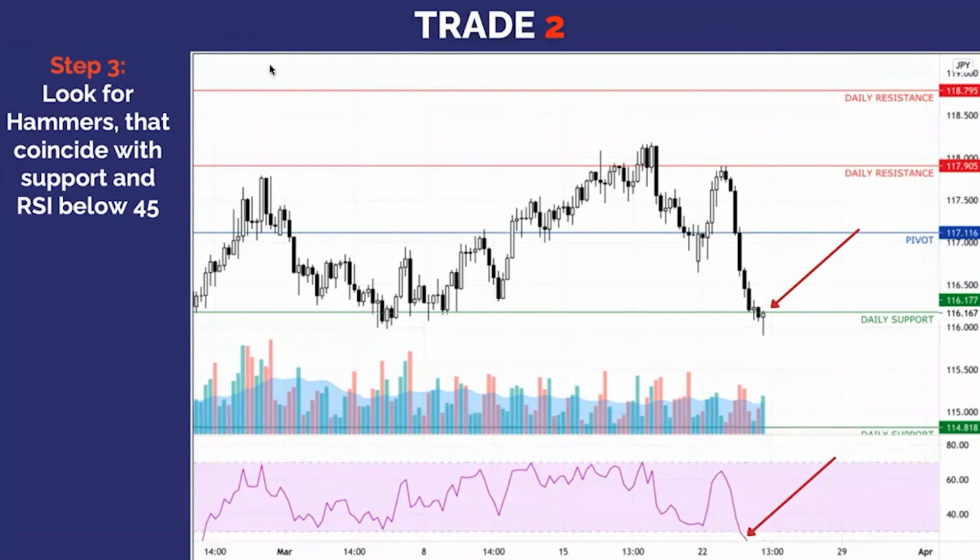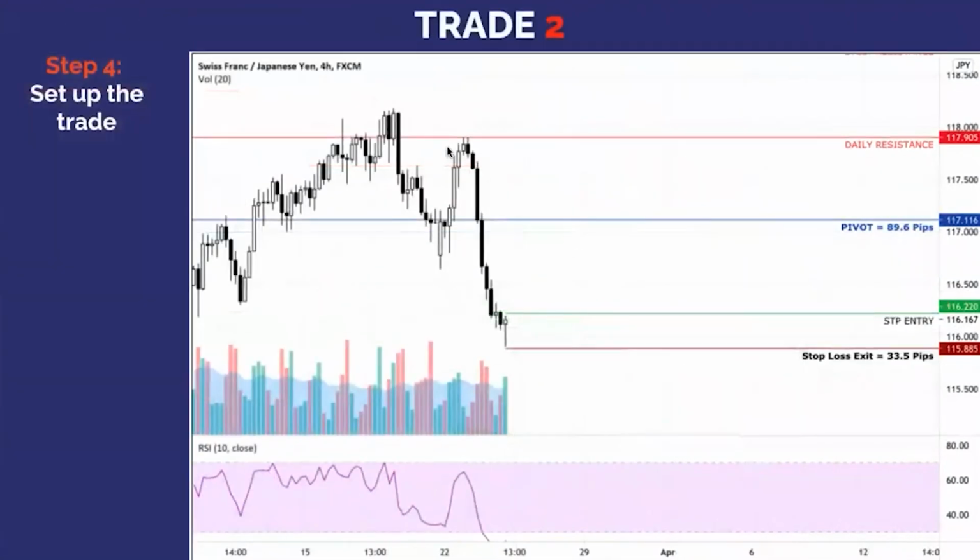But what does the risk to reward ratio look like, and would we set it up? That's a key ingredient, and you can clearly see it's pretty good. We're risking 33.5 pips in order to make 89.6 pips. So again, risk to reward is there. There is nothing deterring me at this stage to say that I won't take this trade.